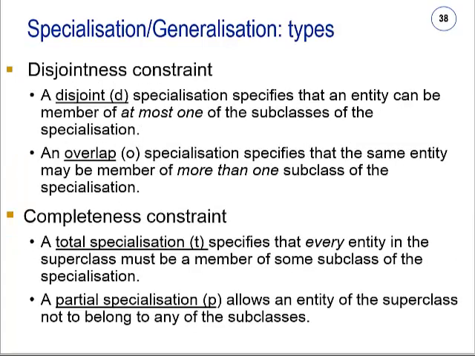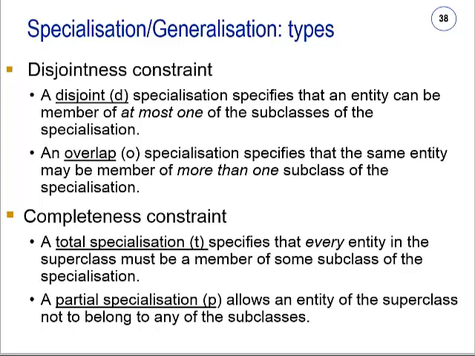A specialization generalization can then be further qualified by means of the disjointness constraint and the completeness constraint. A disjointness specialization specifies that an entity can be member of at most one of the subclasses of the specialization. Applied to our example of person specialized into student and professor, this means that a person cannot be a student and a professor at the same time. This would be a specialization which is disjoint. An entity can only be member of at most one of the subclasses.